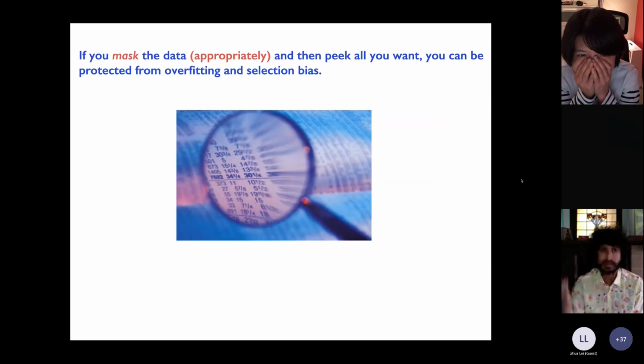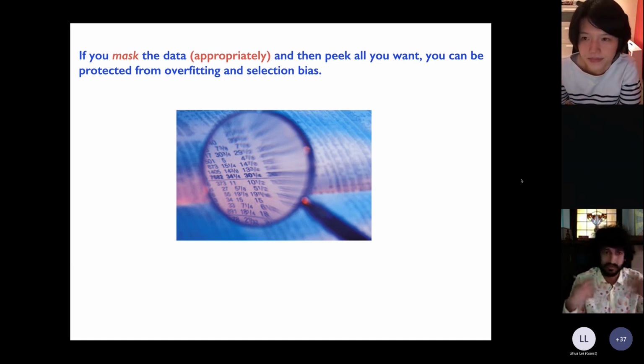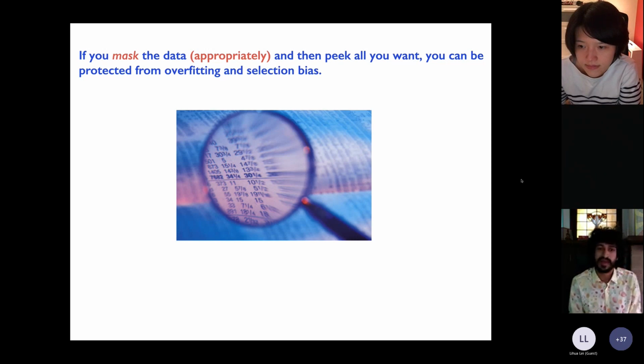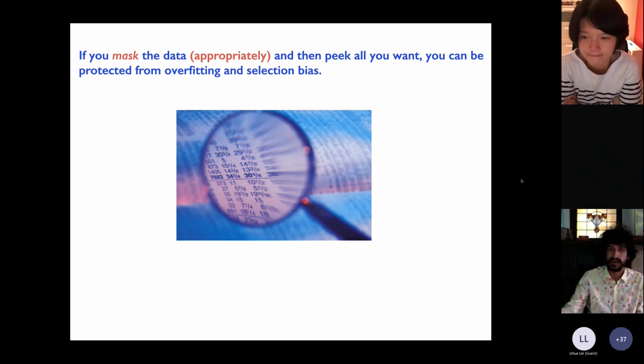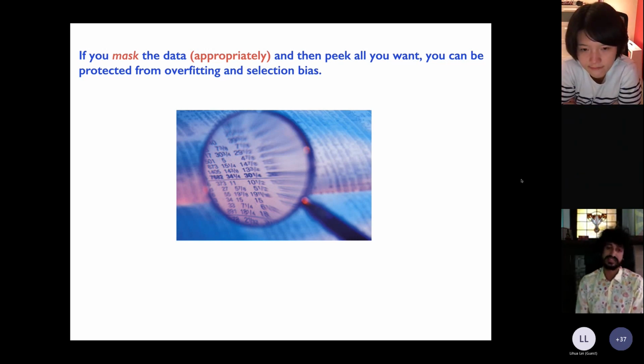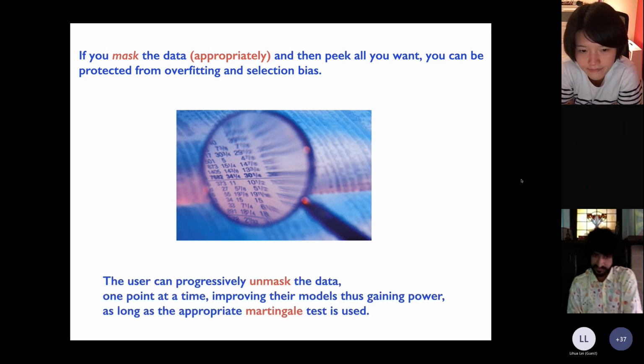And the key idea behind ADAPT is that if you mask the data appropriately and then peek all you want at this masked data, then you can be protected from overfitting and selection bias. And I think that's a very important idea, that the amount of masking is negligible. Like in ADAPT's case, there's only 1 bit per p-value that's hidden. Most of the p-value is revealed. And that's kind of enough to allow the user a significant amount of flexibility while running the algorithm. And that's a very nice key insight that appeared in this paper.